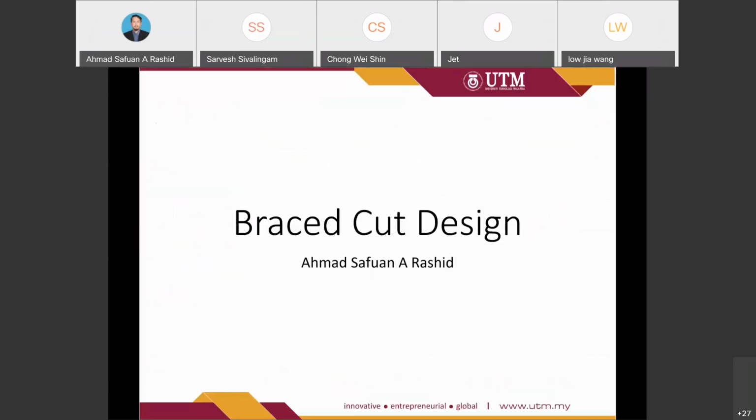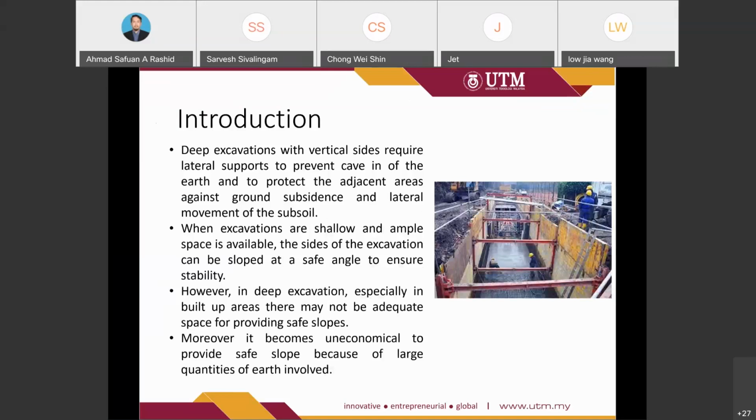Okay, I may discuss the Bracecut design. However, the Bracecut design is not related to the dynamic approach. Because we have discussed the lateral earth pressure, it would be wise for us to discuss the Bracecut. So for the Bracecut design, let me first introduce what the Bracecut is.